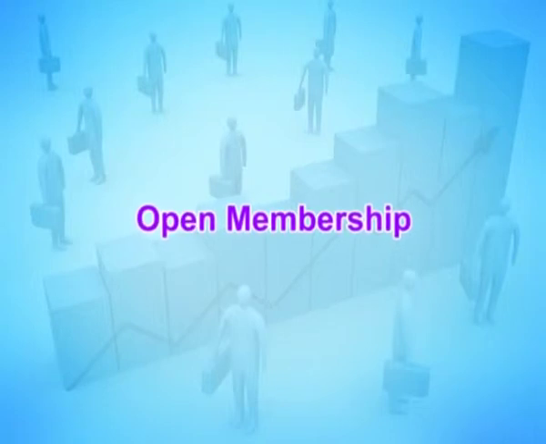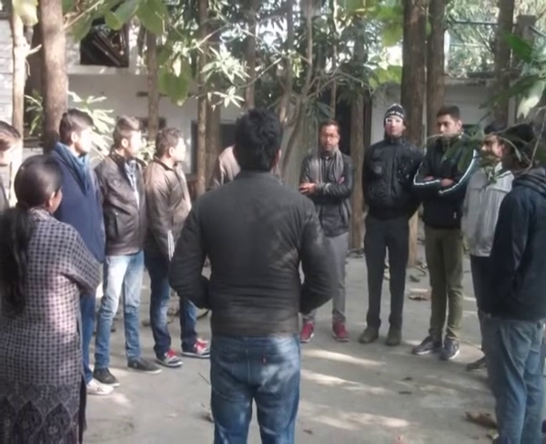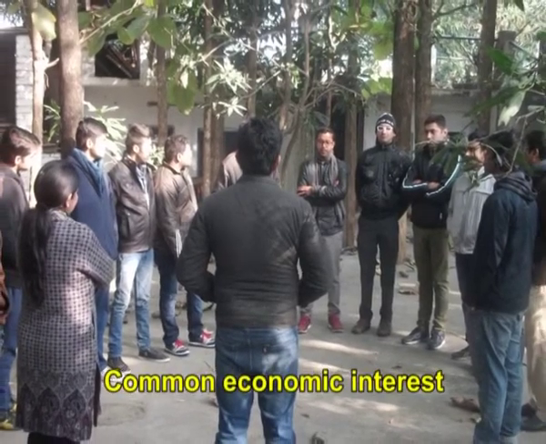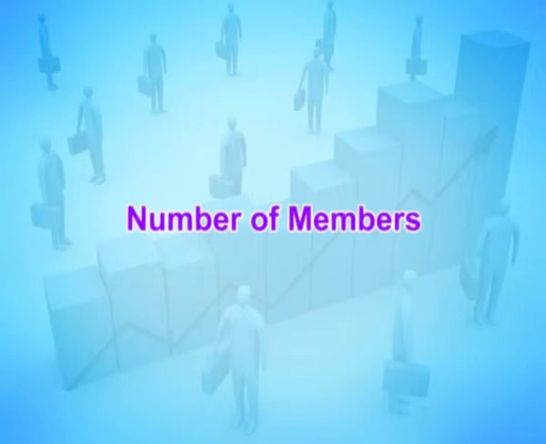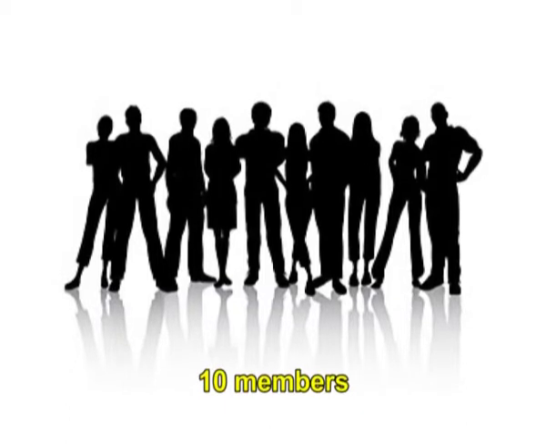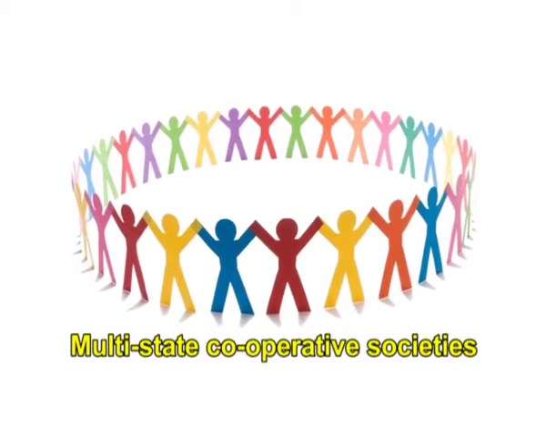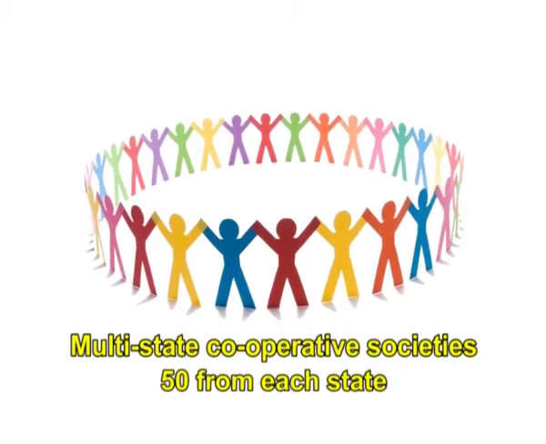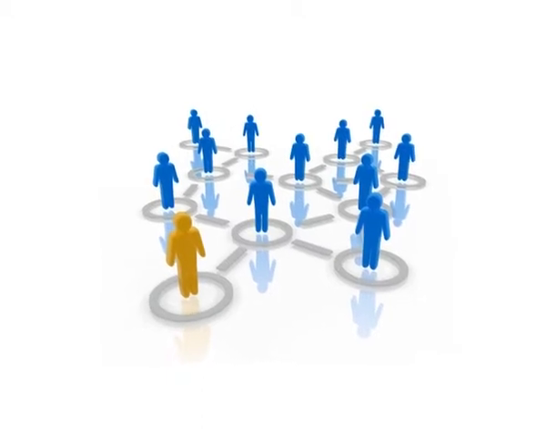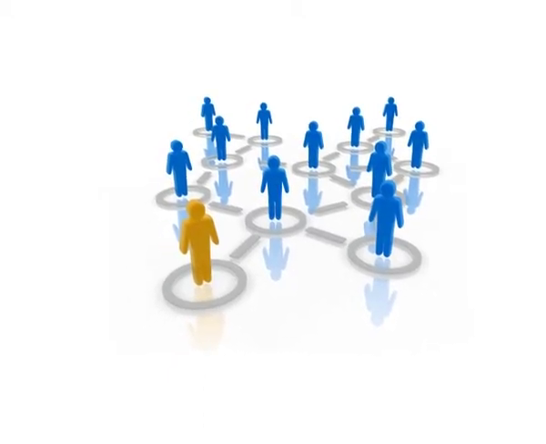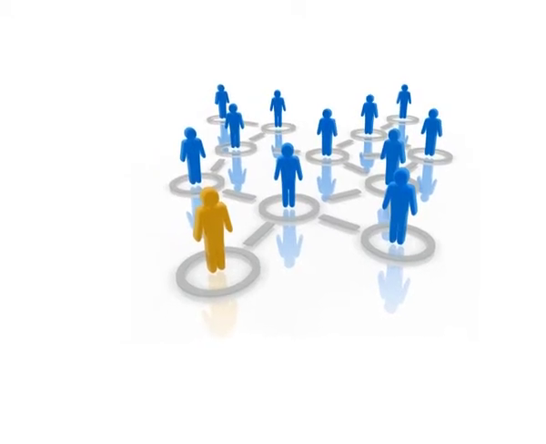Next, open membership. The membership is open to all those having a common economic interest as such. Then, number of members. A minimum of 10 members are required to form a cooperative society. In case of multi-state cooperative societies, the minimum number of members should be 50 from each state. In case the members are individuals, the Cooperative Society Act does not specify the maximum number of members for any cooperative society. However, after the formation of the society, the members may specify the maximum number of members.